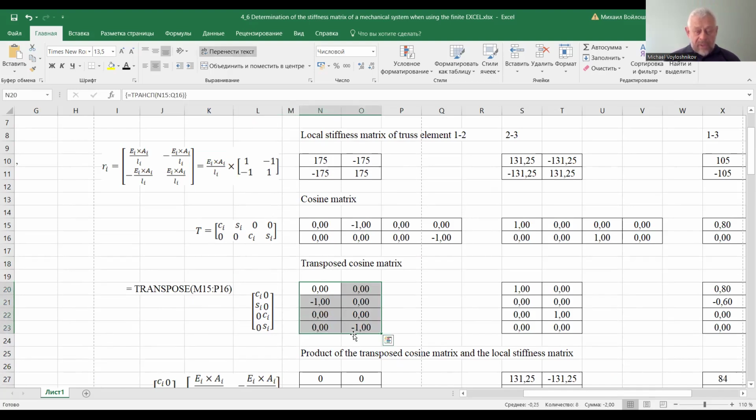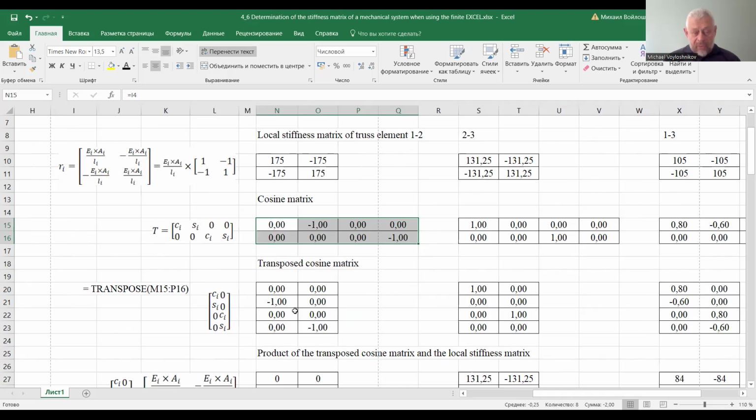We have to select the place where we will insert the transposed cosine matrix. After that, we can dial in the address bar the name of the operation, transpose. In the brackets we have to indicate the interval of the matrix which we have to transpose. So we did, and we have the transposed cosine matrix for each of the 3 finite elements in the considered truss: for the first finite element, for the second, and for the third.